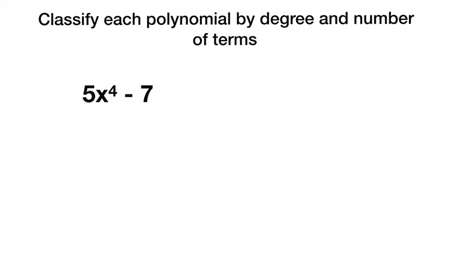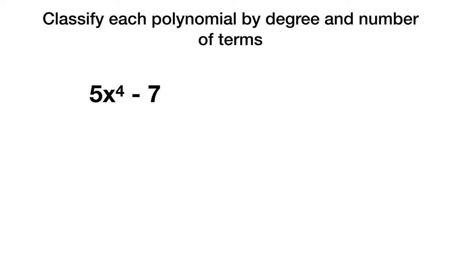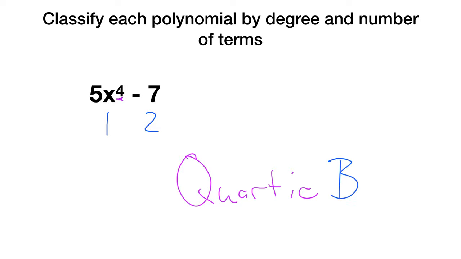All right, so let's classify each polynomial by the degrees and the number of terms. So we're going to start with this one. First thing, it's to the 4th degree, which means quartic. And there are 1, 2. There are 2, which means binomial.